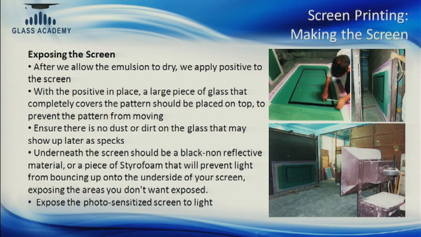Now we put the positive on top of the emulsion. We can put a large piece of glass on top of the positive, and as seen in the image, we then put it in a vacuum machine where the air will come out, and essentially the positive will stick onto the frame surface, and now it will be exposed to the light, which is photosensitized.